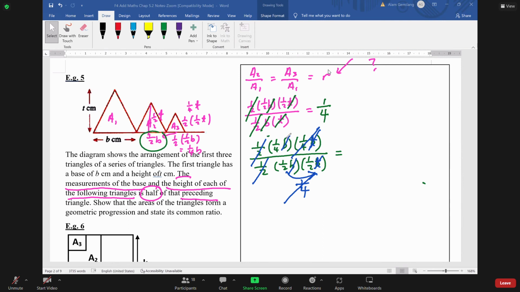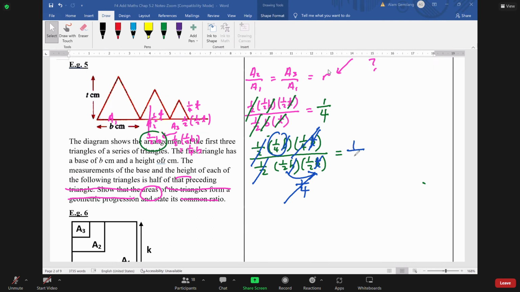Left one, 104. So this is a geometry progression with common ratio 1 over 4. So you must always remember what the question asks. They ask for the area, so you have to find the area of a triangle.